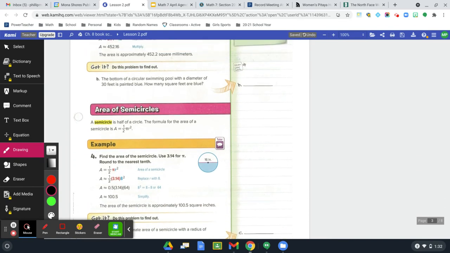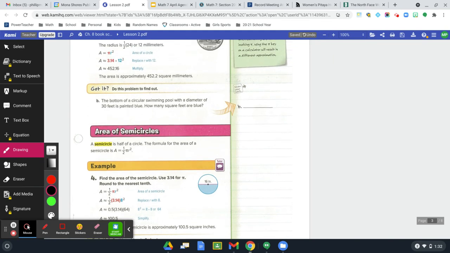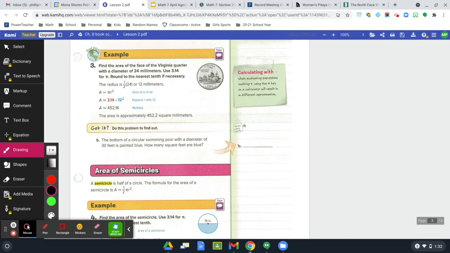And we're going to take a look. Let's see. You know what? The got it at letter B there. So 625, letter B. So here you have a little bit of a story problem, and it says the bottom of a circular swimming pool with a diameter of 30 feet is painted blue. How many square feet are blue?